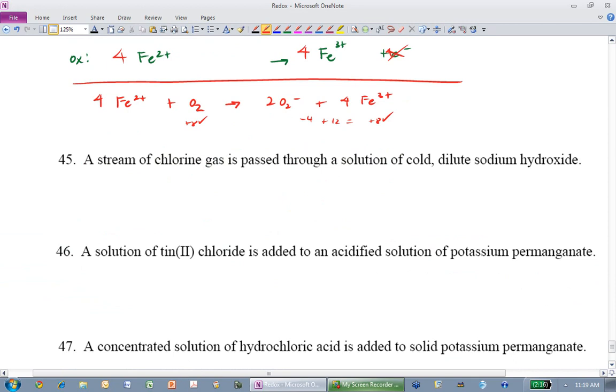I think I lied to you. I think we were going through 46. We're not going through 48. All right, a stream of chlorine gas. That looks like Cl2.